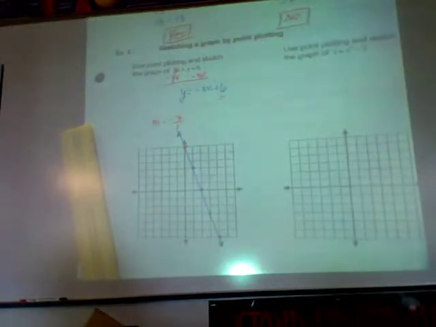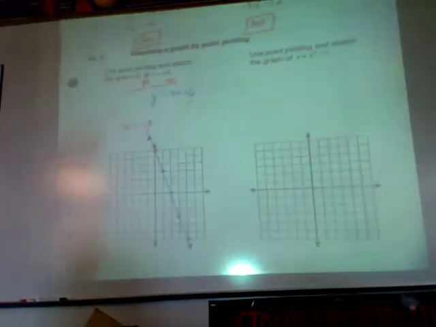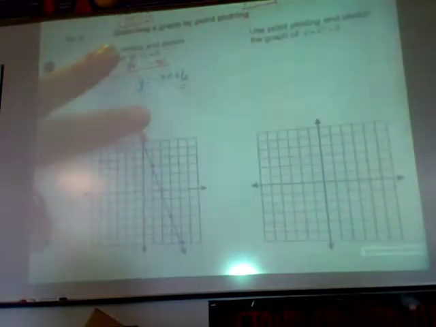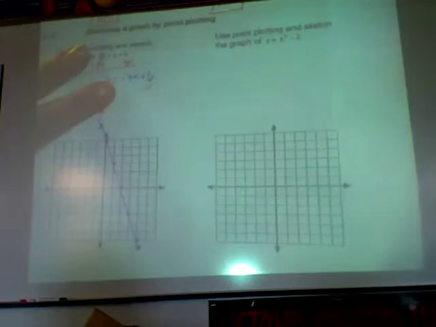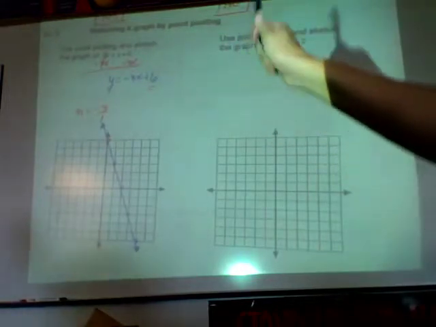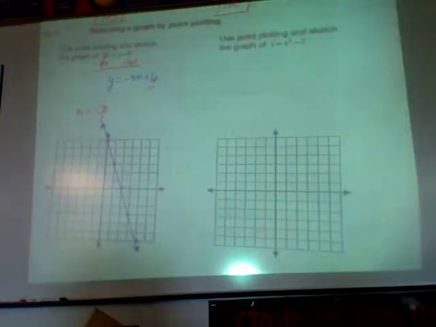Now the second one is already solved for y for you, but what kind of an equation should this be? x squared. What kind of a graph is that? A parabola. Now if you remember how to find the vertex, you should know whether that opens up or down. Does it open up or down? Up. Why does it open up? Because the number in front of x squared is positive. So it does open up.